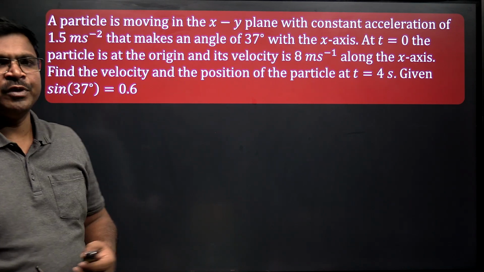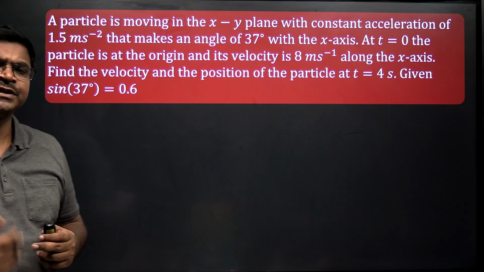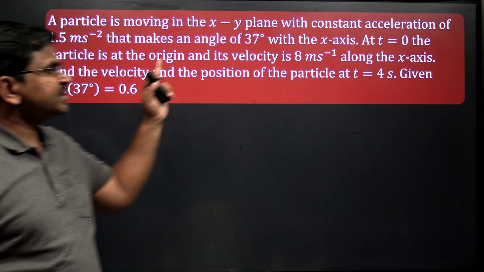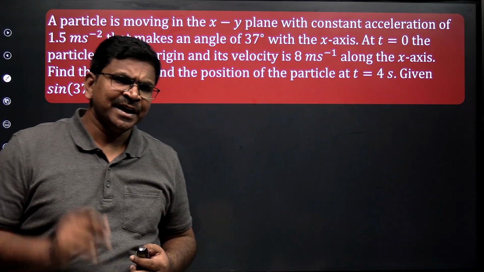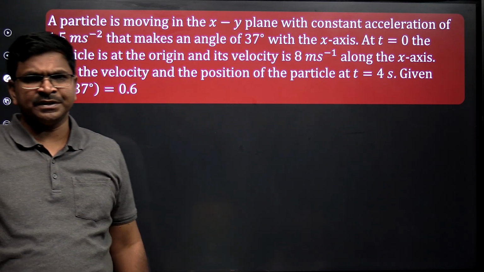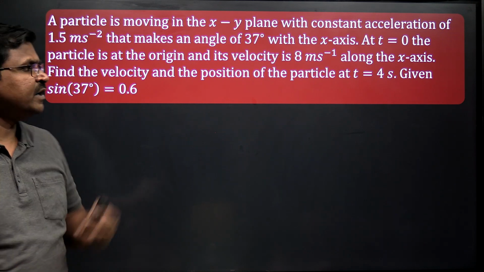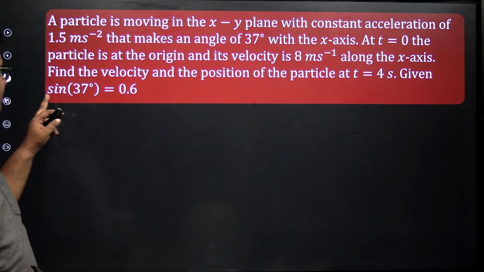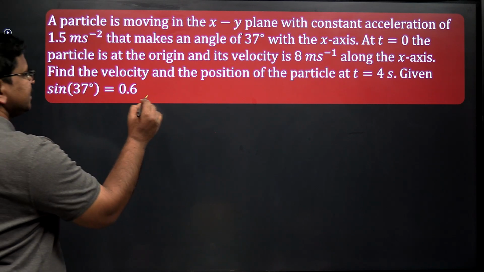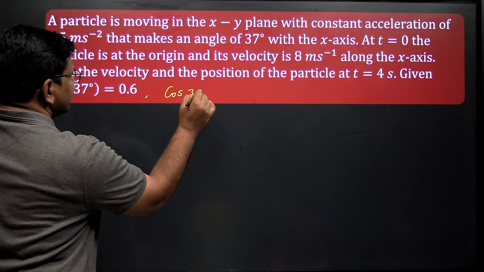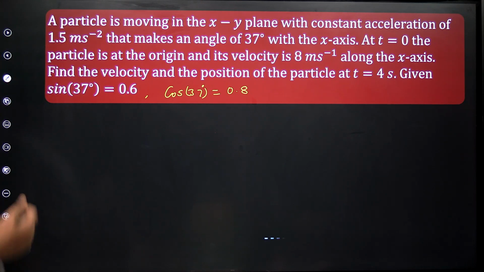Now at t equal to 0, initially the particle is at the origin, so the initial position is also given: x is 0, y is 0, and its velocity initially, that is u along the x-axis, is 8 meter per second. Here initially there is no velocity along the y-axis, so uy is 0. Now find the velocity and position when time is 4 seconds. Given that sin 37 is 0.6, we require that value. So when sin 37 is 0.6, cos 37 must be 0.8. Okay. Now let us go through.